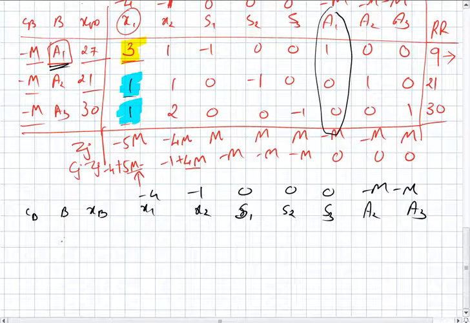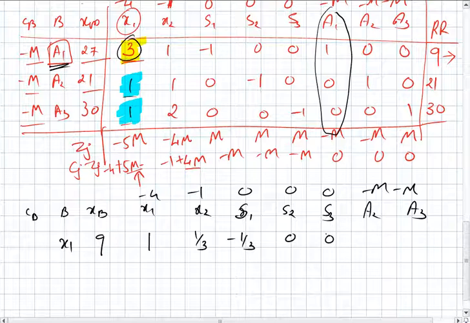So here A1 is replaced by X1. To make this entry 1, we will divide everything by 3. So here it will be 9, 1, 1 by 3, -1 by 3, 0, 0. This is not there, so 0, 0. Now to make this entry and this entry 0, first of all in basis we are having A2 and A3. Coefficients are here -4, -m, and -m.